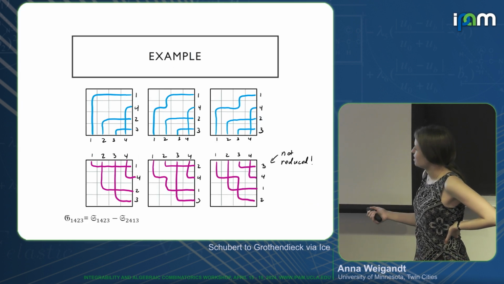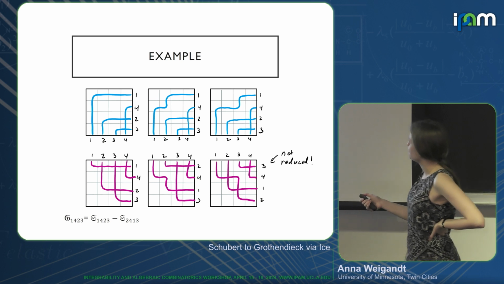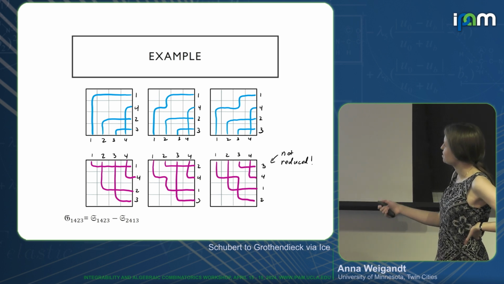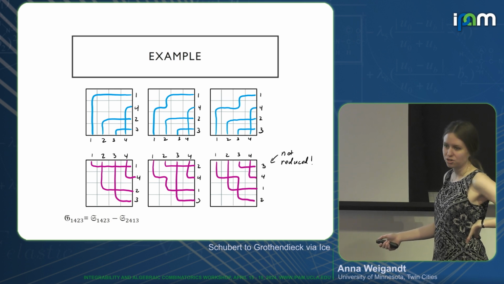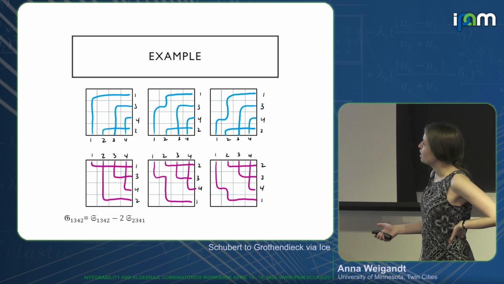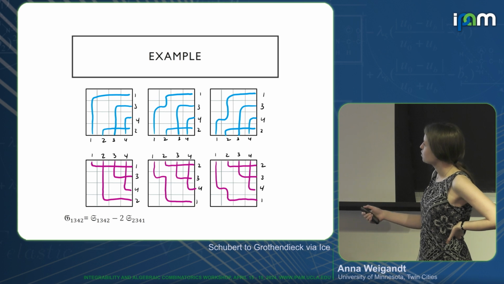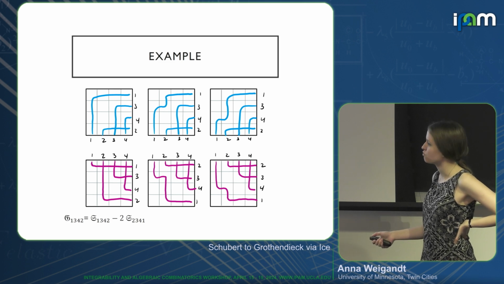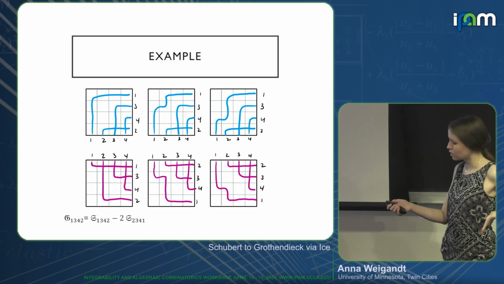So here's just an example of some more things that can happen. Here I can take this object, and then this one's not reduced, so it's not contributing to the sum. It's certainly possible to get multiple bumpless pipe dreams that trace out the same permutation. So here we get a 2 as a coefficient on this Schubert polynomial.